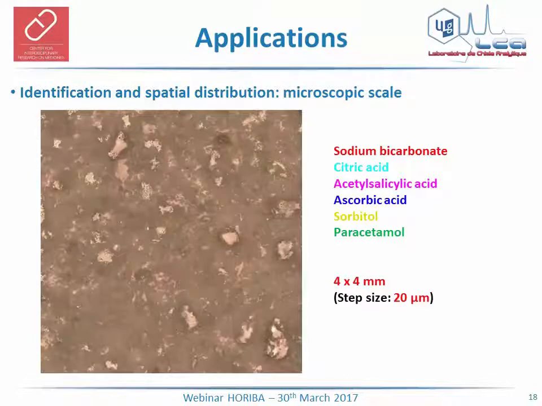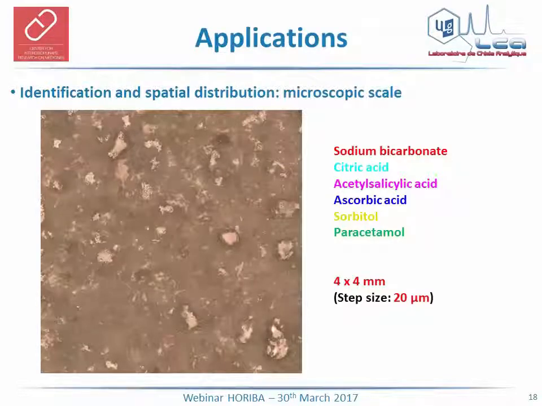Depending on the level of detail for the spatial distribution required, the analysis can be performed from macro to microscopic scale. The level of detail of the image will be led by the laser spot size and by the step size of the working grid, which corresponds to the distance between 2 neighboring analyzed pixels. Of course, a balance must be struck between the step size and the size of the analyzed area according to the total analysis time needed to acquire hyperspectral data. In order to illustrate this point, 3 maps of the same tablet containing sodium bicarbonate, citric, acetylsalicylic, ascorbic acid, sorbitol, and paracetamol will be presented.